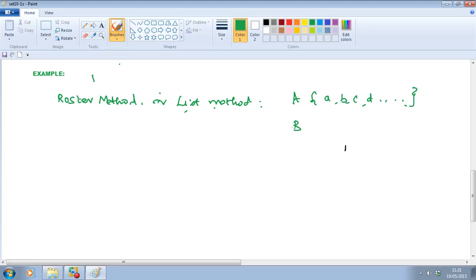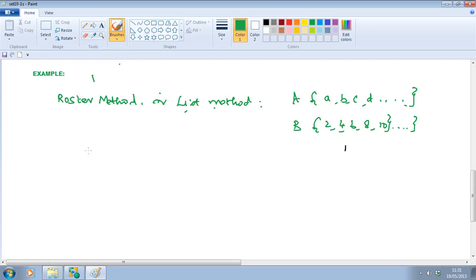For example, another set B we can write as 2, 4, 6, 8, 10. Either with dot dot dot or we can close it, up to 10, only 5 elements. B is a set of even numbers less than or equal to 10. That's all. We close up to that.